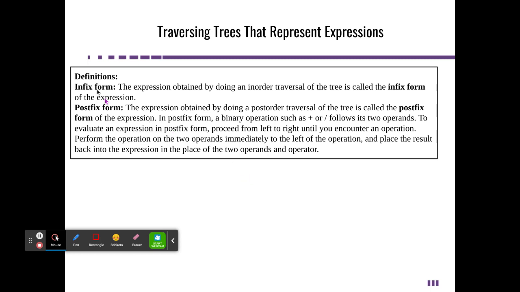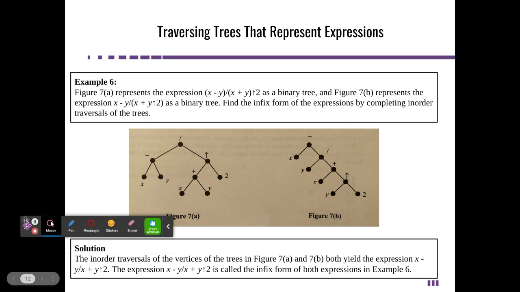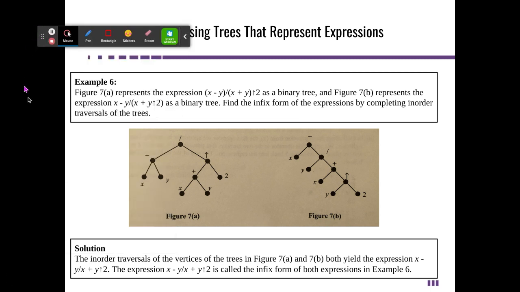All right, so let's take a look at that. Let's do infix first. Remember, we're doing this in an in-order operation. The question says, in figure 7a, figure 7a represents the expression x minus y divided by x plus y squared as a binary tree.